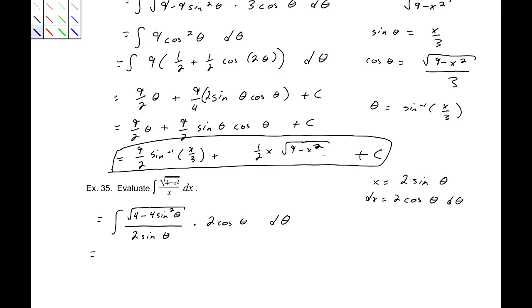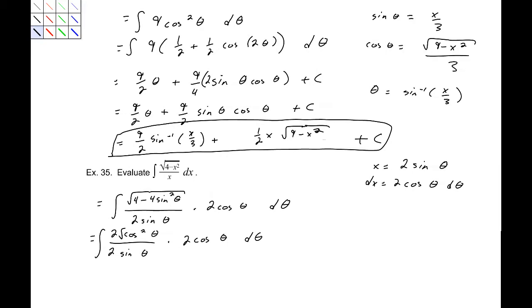So this becomes, we factor out a 4, and that is going to become a 2 cosine squared theta over 2 sine theta times 2 cosine theta d theta. And this is a square root right there, I need to leave that in there. So that'll just be a cosine. So this should all become the integral of 2 cosine squared over sine d theta.